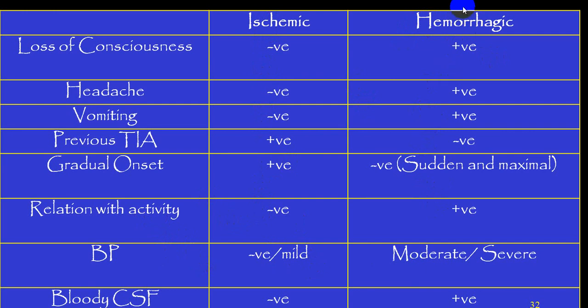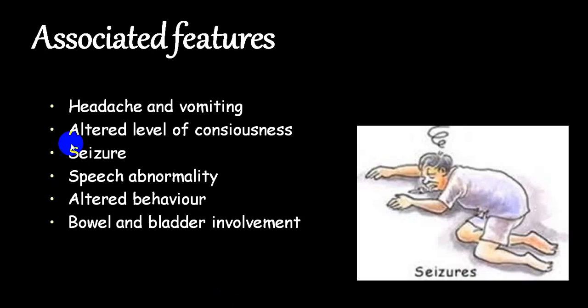Blood pressure is usually high in case of hemorrhagic strokes, while it is by and large normal in case of an ischemic stroke. CSF will show the presence of blood and xanthochromia in hemorrhagic, while in case of severe infarct in ischemic stroke, you might see a little amount of xanthochromia and occasionally RBCs. Associated features like headache, vomiting, altered level of consciousness, seizures, etc. are much more common in hemorrhagic stroke. Particularly, if the person has involvement of the cerebral cortex, seizures and altered level of consciousness are quite common. And in case of medulla involvement, the person will also have altered level of consciousness with other cranial nerve involvement.